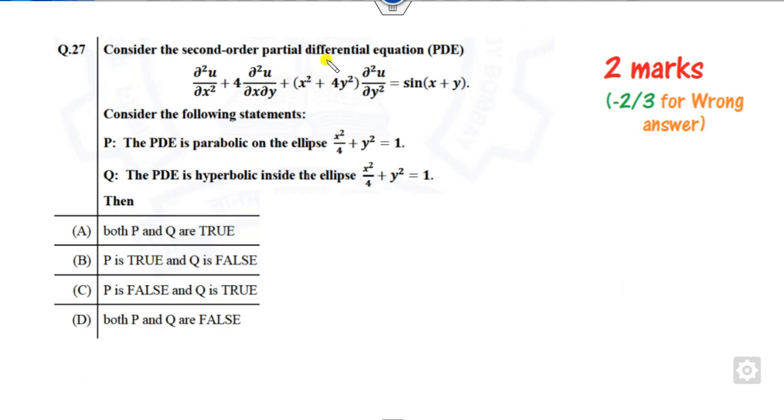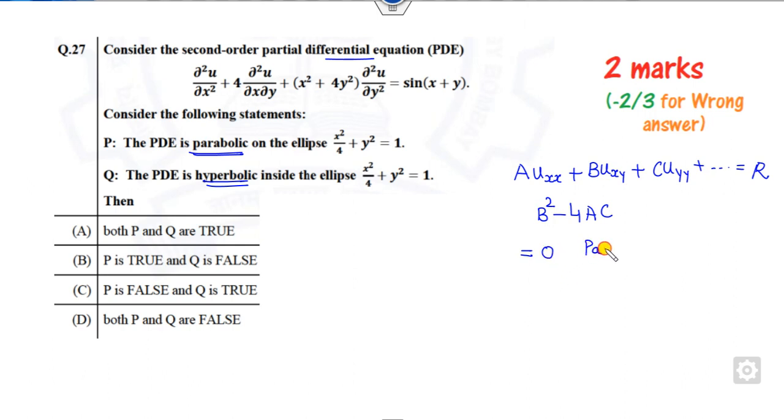Now, whenever there is a partial differential equation like this and you are talking about parabolic, hyperbolic and elliptic, you always try to compare the partial differential equation with the general form, A times u_xx plus B times u_xy plus C times u_yy and so on. Your target is always to find the value of b square minus 4ac. When it is equal to 0, it will be parabolic. If it is less than 0, we will call it hyperbolic. Whenever it is greater than 0, we will call it elliptic.